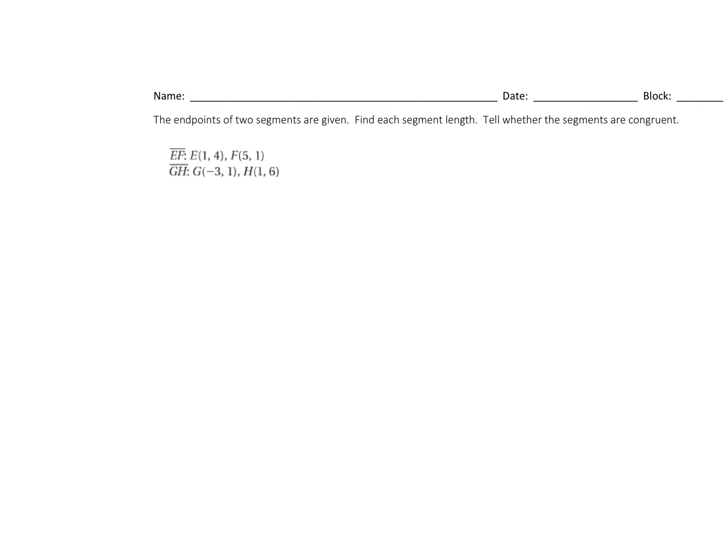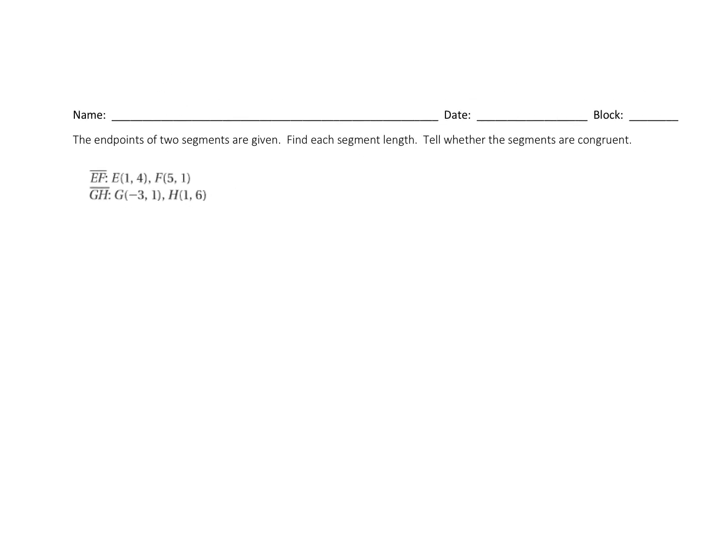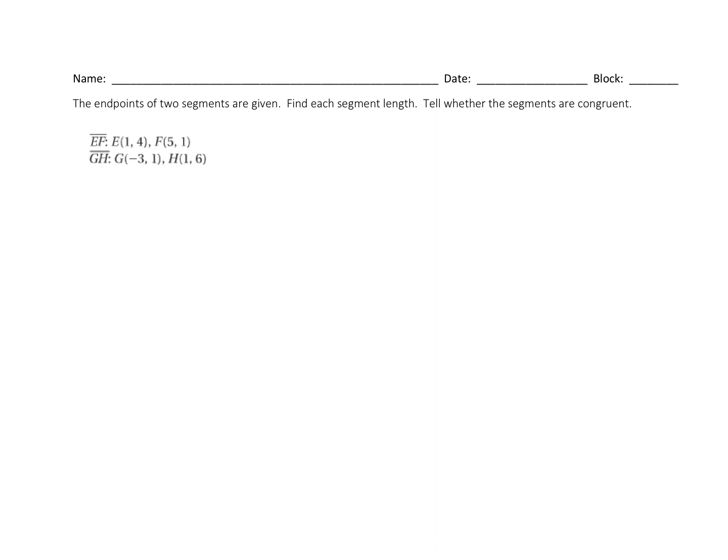Okay. The endpoints of 2 segments are given. Find each segment's length, and then tell whether the segments are congruent. So let's do this first. Find each segment length. So let's do EF over here, and let's do GH over here, and we'll kind of divide the page in 2.